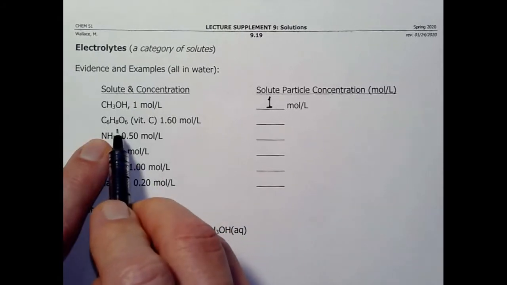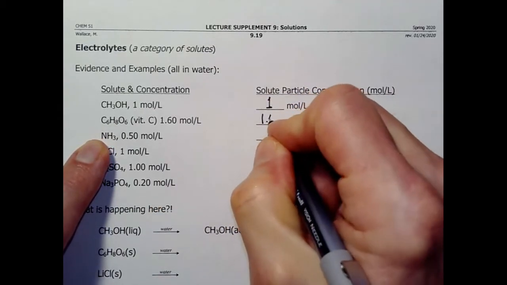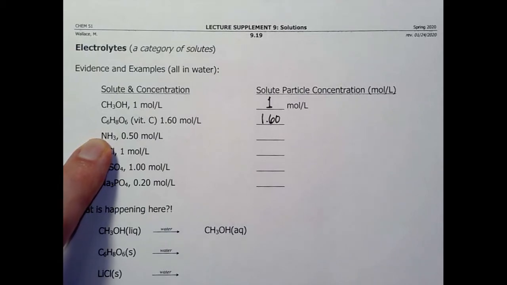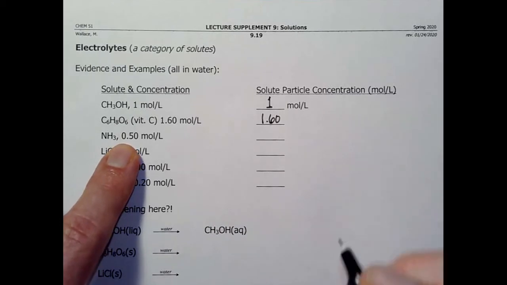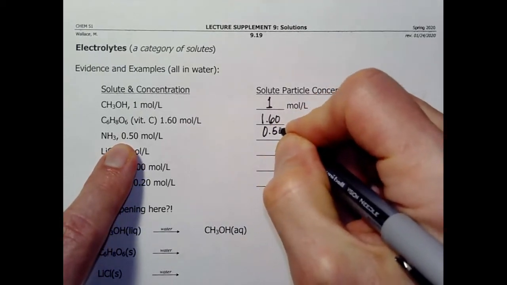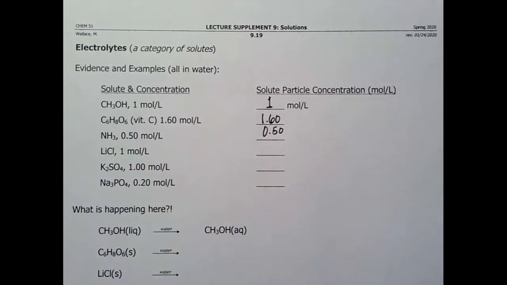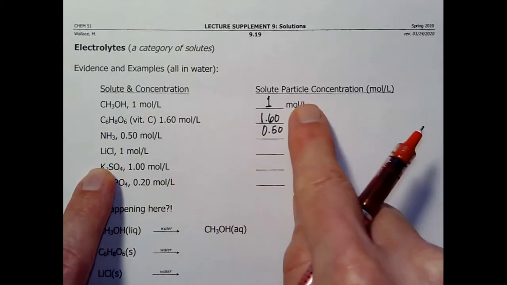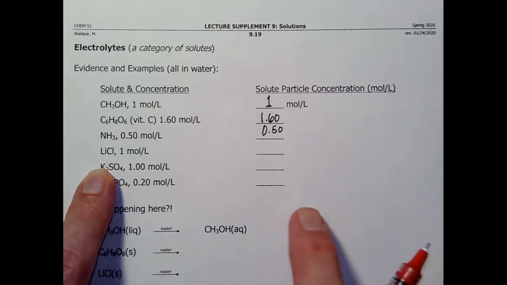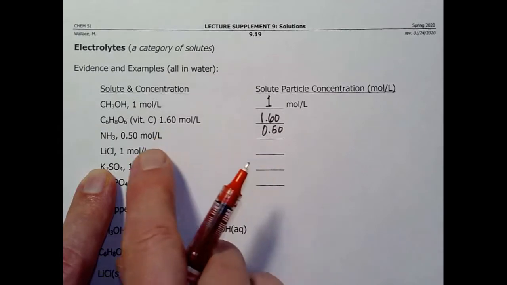Well, here's vitamin C, 1.60 moles per liter. I have 1.60 moles per liter of particles in solution. Ammonia, it's a teeny bit of a fib, but it's pretty good. Ammonia, that's 0.50 moles per liter. I've got 0.50 moles per liter in solution. And you think, okay, Wallace, I don't know what you're doing. You're just saying, yeah, there's the concentration, and you're writing down the concentration over here without really thinking about what the particles are. You're just saying, well, yeah, it was 1 mole, 1.6, 0.5 moles per liter.